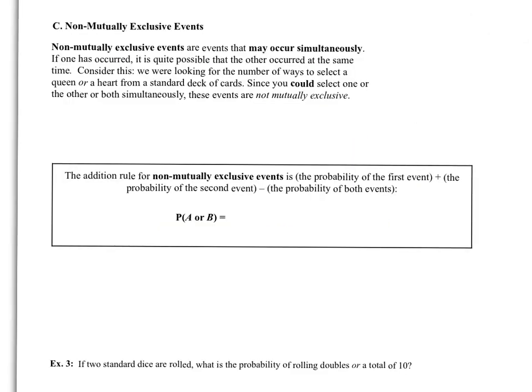C. Non-mutually exclusive events. Non-mutually exclusive events are events that may occur simultaneously. If one has occurred, it is quite possible that the other has occurred at the same time. Consider this. We are looking for the number of ways to select a queen or a heart from a standard deck of cards. Since you could select one or the other or both simultaneously, so that is a queen of hearts, these events are not mutually exclusive.